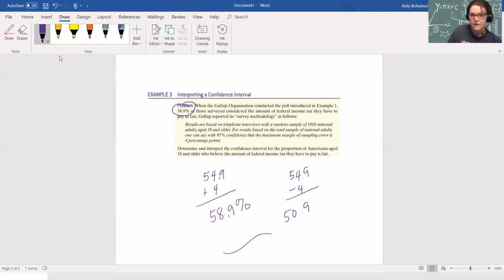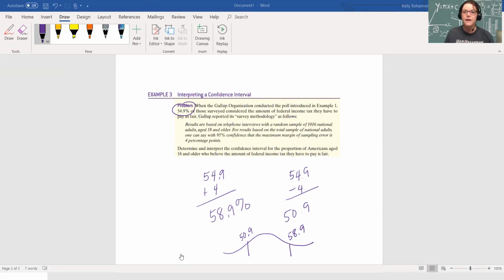So they're saying, if this is my curve, that with 95% confidence the samples that they take would lie between 50.9% and 58.9% that believe that the tax that they pay is fair. So that would be your interpretation.